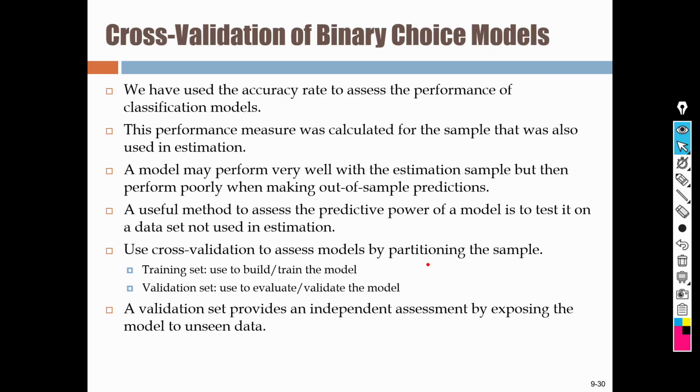Cross-validation, binary choice model. Actually, before the cross-validation, we have to separate out. Usually, in data science, we separate out our data into three different sectors. This is what we call the training. And here, this is the validation. And finally, this is the test.